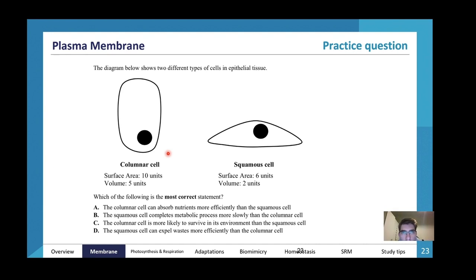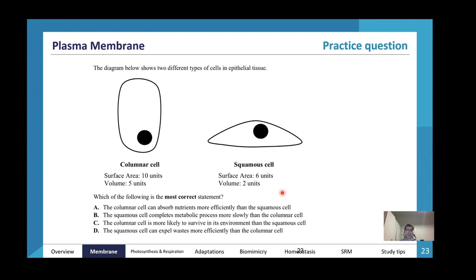The diagram below shows two different types of cells in epithelial tissue with different surface area to volume ratios. This one has a 2:1 surface area to volume ratio, and this one has a 3:1 surface area to volume ratio. The columnar cell can absorb nutrients more effectively than the squamous cell. So, which one of the following is the most correct statement? A, the columnar cell can absorb nutrients more efficiently than the squamous cell. B, the squamous cell completes metabolic processes more slowly than the columnar cell. C, the columnar cell is more likely to survive in its environment than the squamous cell, and D, the squamous cell can expel waste more efficiently than the columnar cell.